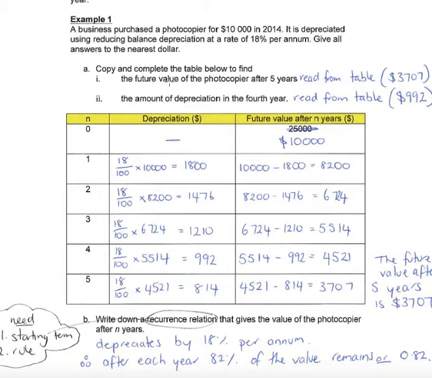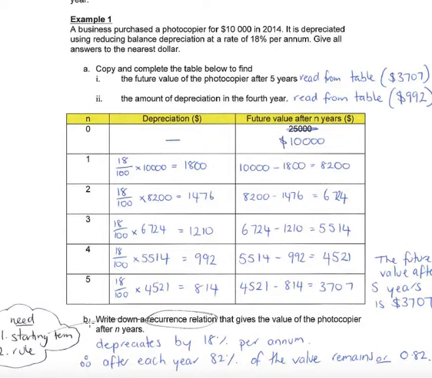It also asks us the amount of depreciation. Future value is what we end up with, but the amount of depreciation is in the middle column here, so how much you're actually depreciating in that 4th year. From the table, we can find year 4, its depreciation is $992.